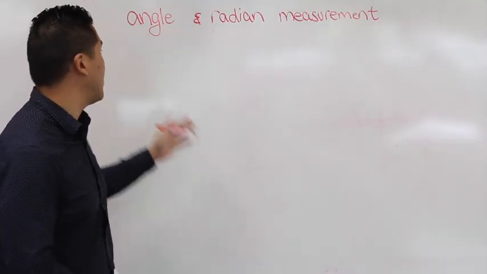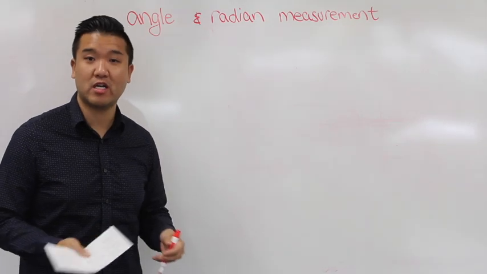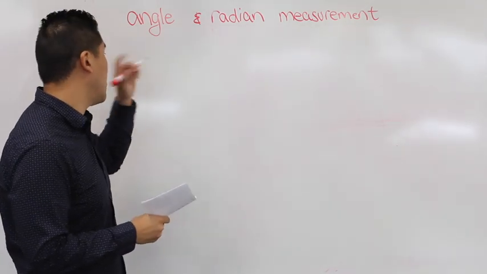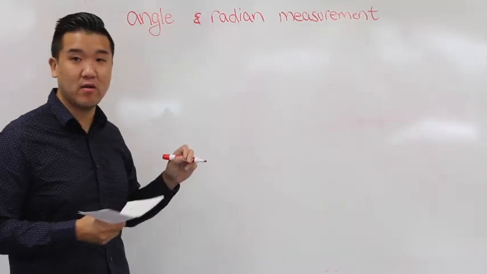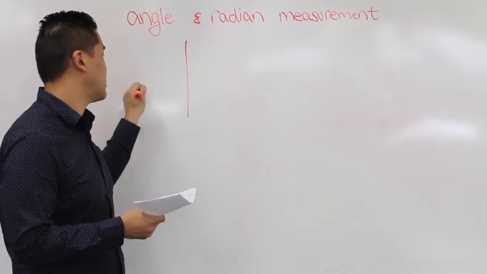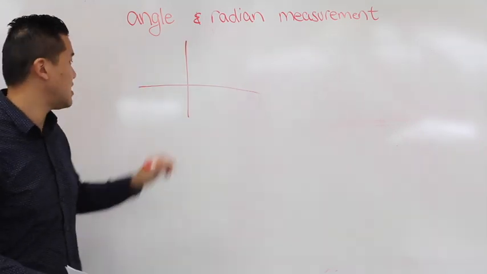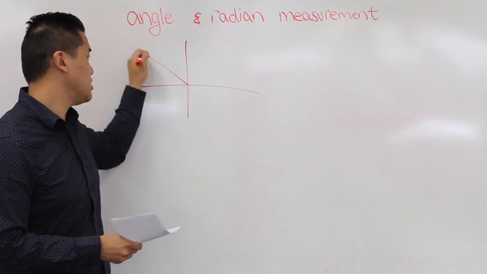Squads? Today we're going to learn about angle and radian measurement. So we're kind of in the trig. So angle and radian measurements. Let's start getting the unit circle ready. So if we have this angle, a couple definitions.